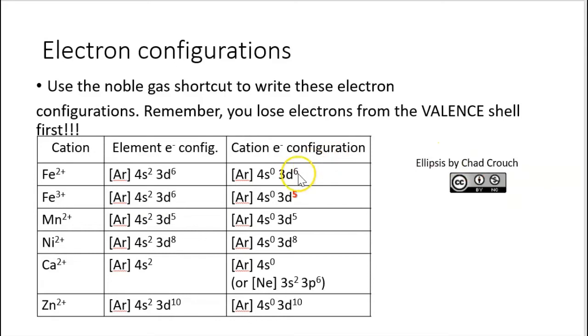It's also a nice thing to note that in fact iron 3+ and manganese 2+ have exactly the same electron configuration as cations, where they certainly do not as elements. Also, please notice that you cannot just write argon for the configuration of calcium 2+. That would require you going down to neon as the shortcut and then putting in the 3s2, 3p6. You can't just put argon in a bracket. That's not going to be enough to get you points.